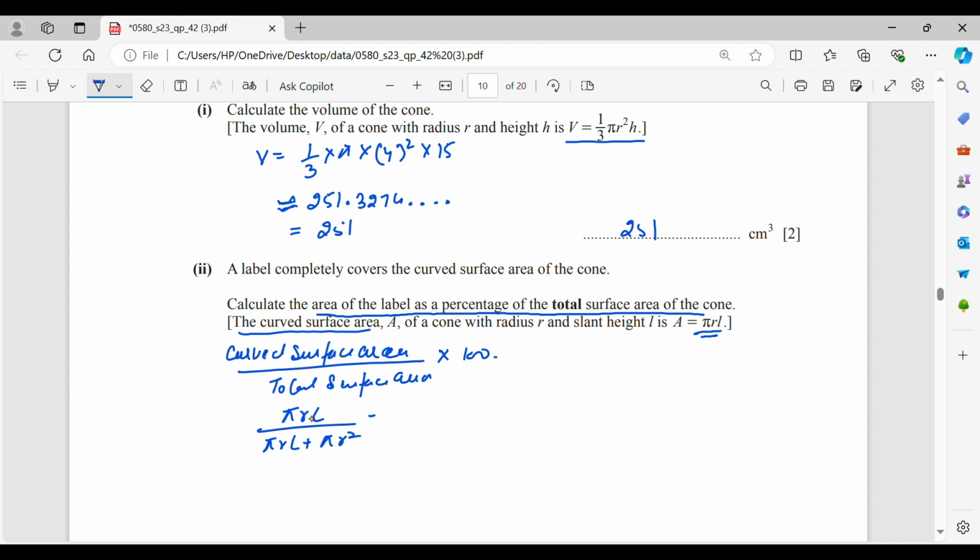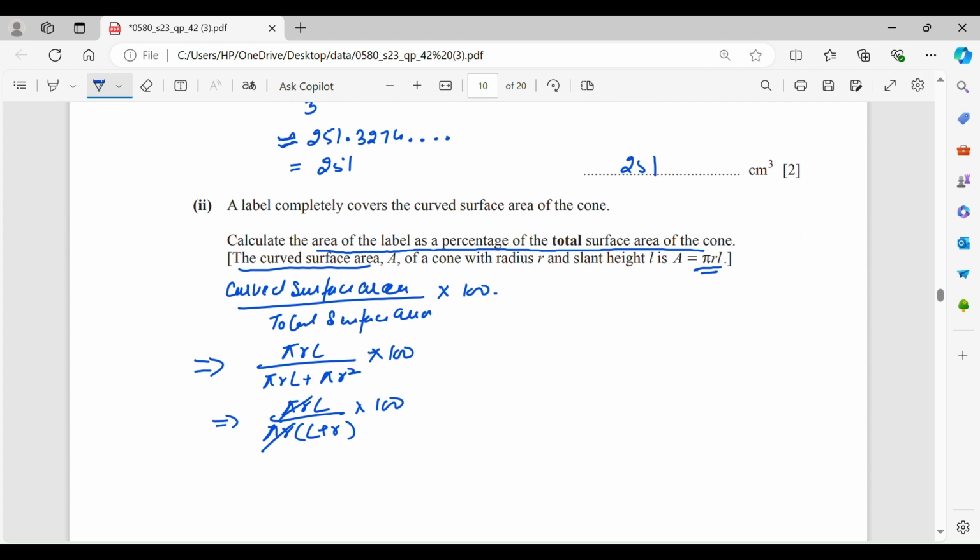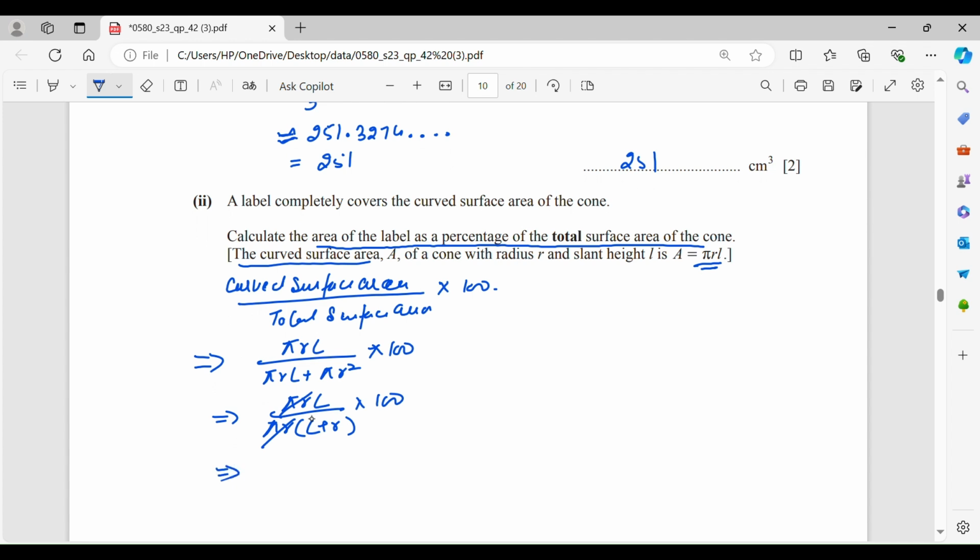This is equal to 100. This we need to find. So we will take the common factor, pi RL over pi R bracket L plus R, into 100. This we cancel out. So this is L over L plus R into 100. So now we can find it.